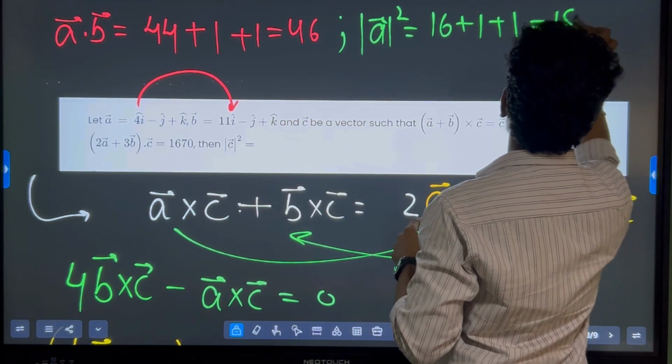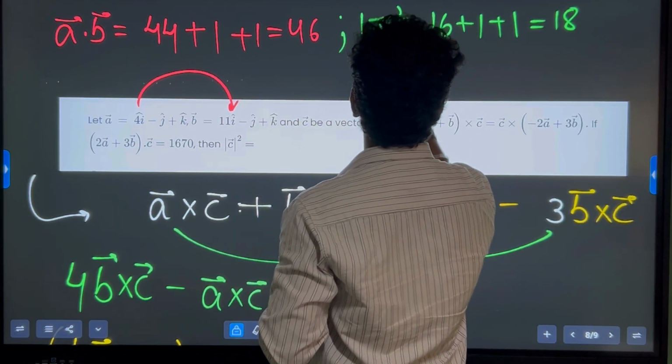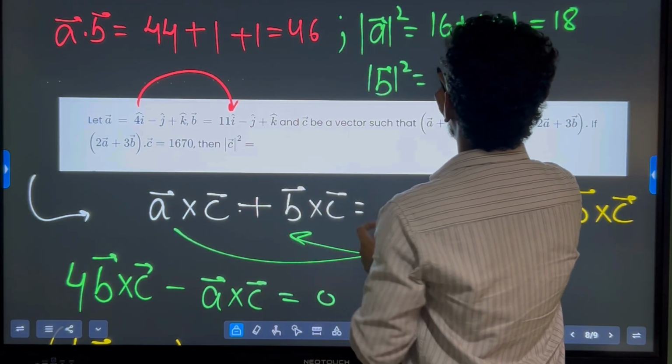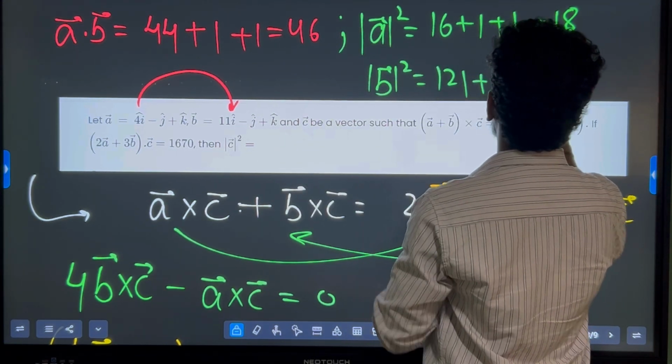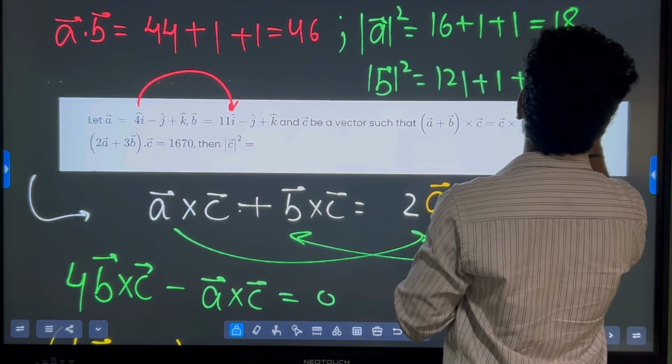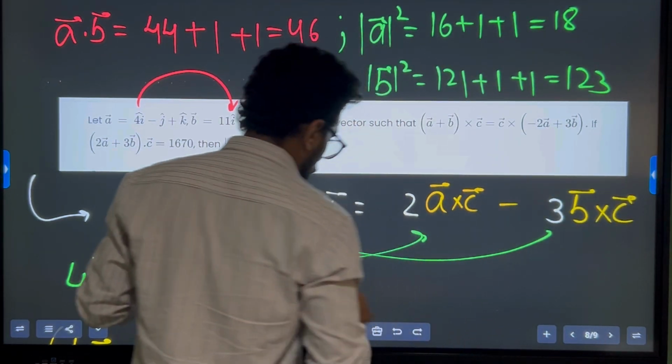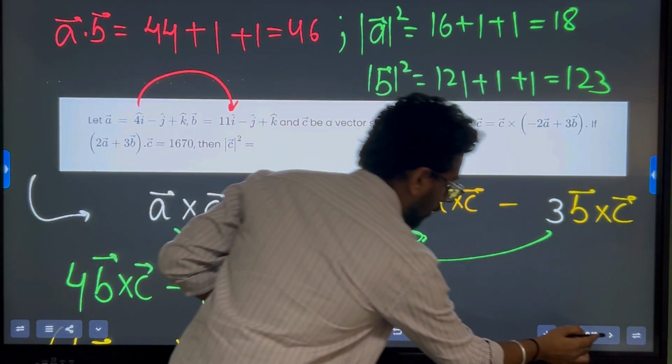So this is equal to 18. And in a similar way, the magnitude of b square is 11 square, 121, plus minus 1 square is 1, plus 1 square is 1. So 121, 122, 123. I have solved most of the part for you. We are on the last part.